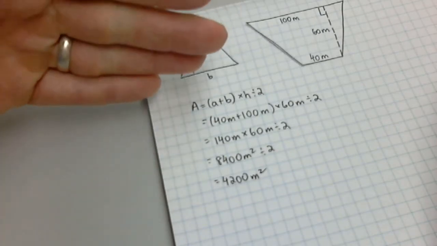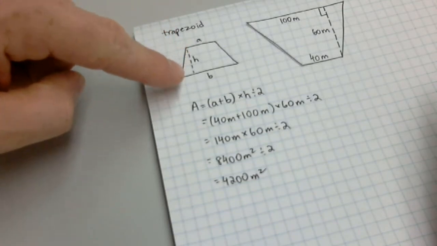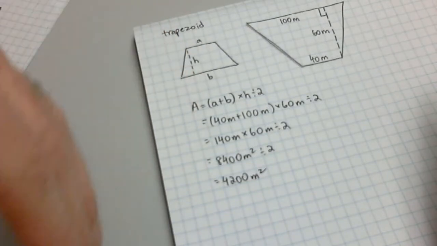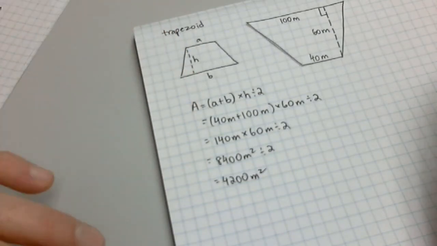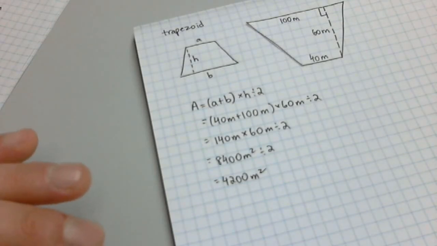That is the formula. That is how you use it. Do your substitutions. Okay, this is the general side A plus side B times the height, all divided by 2. And that's going to enable you to figure out the area of trapezoids.